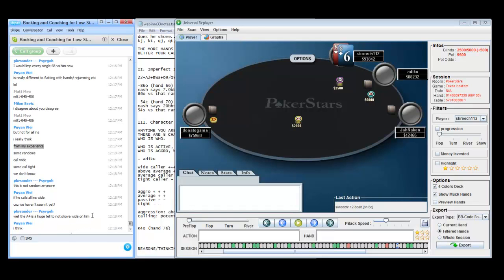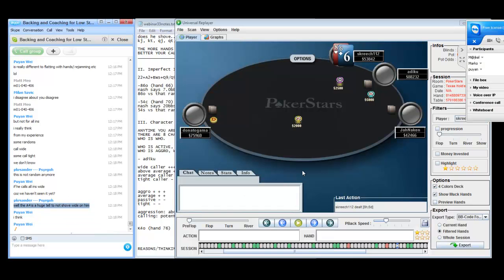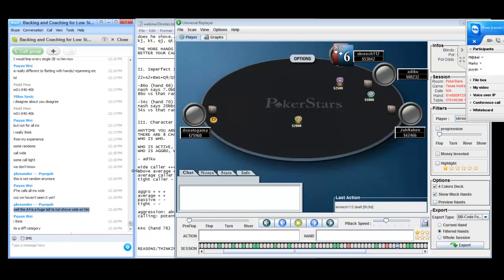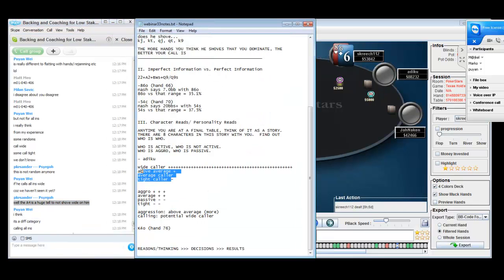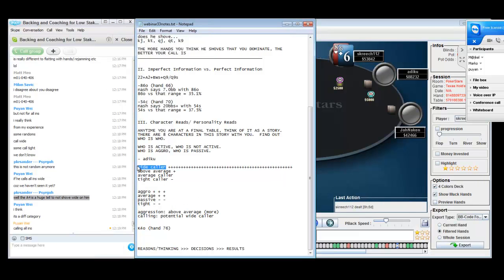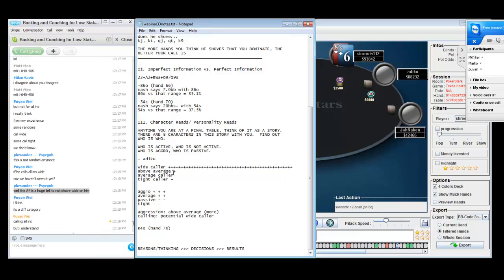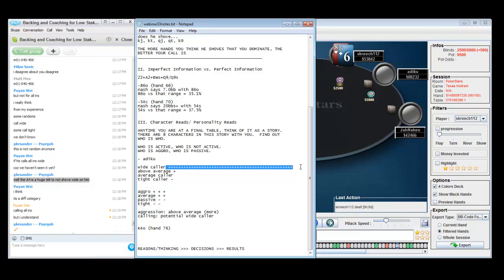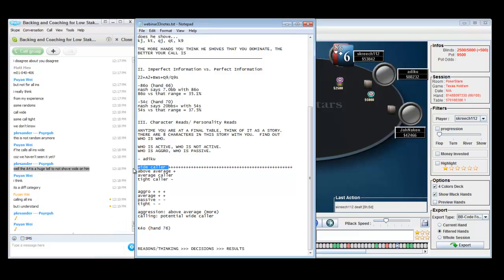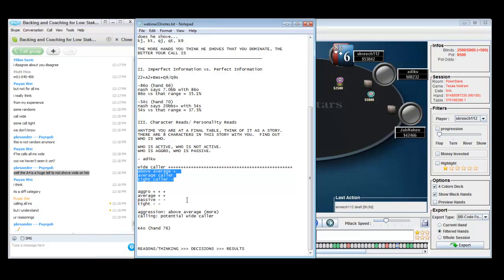Yeah, exactly. It's a huge tell. It doesn't mean 100% accurately that he's always calling super wide here. But remember, the whole point of this exercise was to estimate whether this guy's wide, above average, average, or tight. And the ace-4 just gives us a big reason to assume that it's more likely he's a wide caller than any of these.